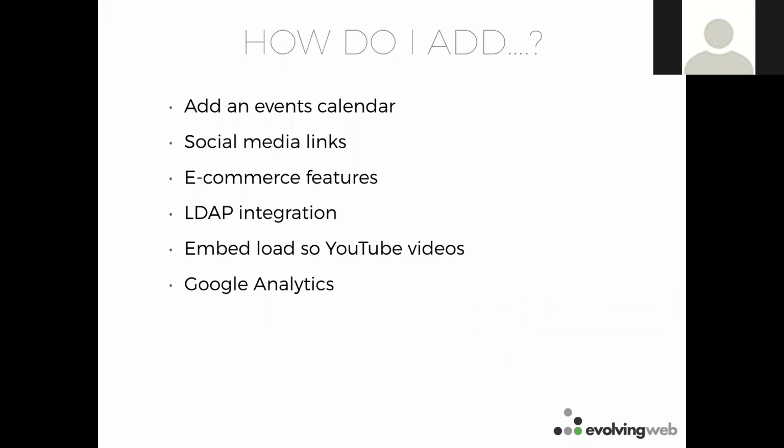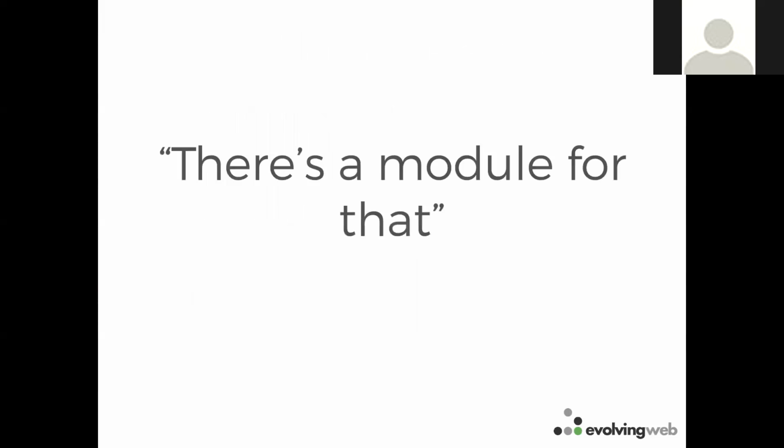So once you have that core functionality that you've downloaded from Drupal.org, there's all these other features that you might realize you need. So it's probably going to get you 90% of the way there, but you might realize that you want to add one of these features, an events calendar, e-commerce, maybe integration with LDAP or YouTube videos. And so what you're going to hear is there's a module for that. So for a lot of things, when you're looking for some extra functionality, you'll often be looking for a module to help you build that functionality.